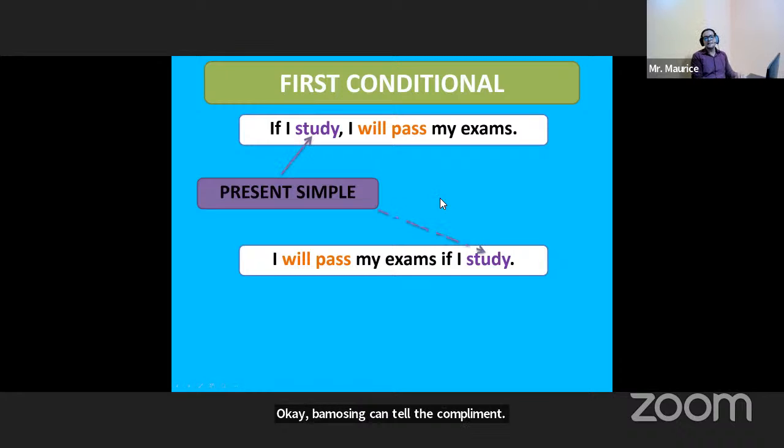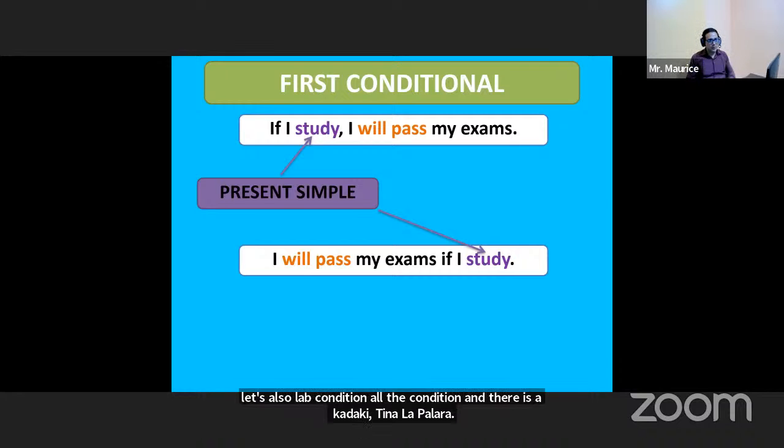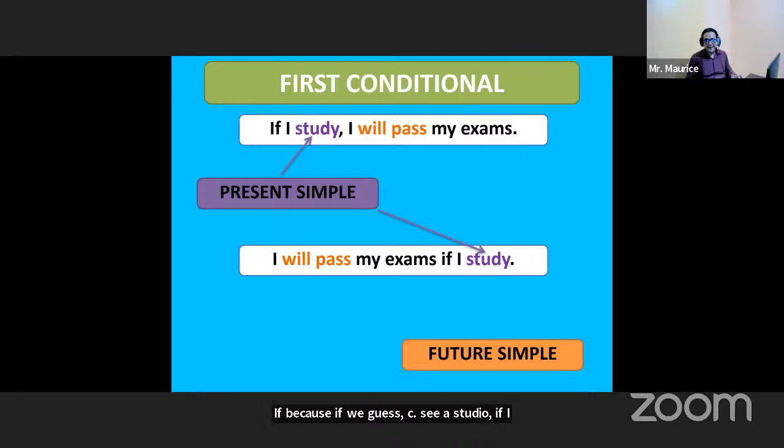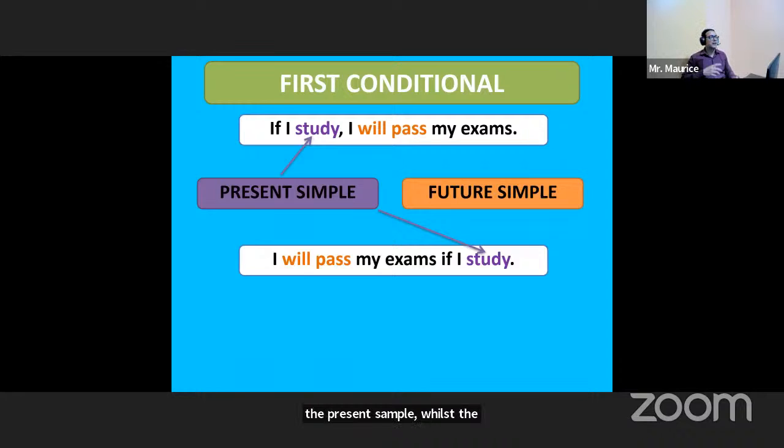Tenemos aquí el present simple, como ustedes lo ven, ¿ok? La cláusula condición o la condicionante es aquella que tiene la palabra if, que significa si. Si estudio. If I study is the present simple, whilst the consequence is future simple. You see? I'll pass. Aprobaré mis exámenes. I will pass. Okay? So it's present simple and future.